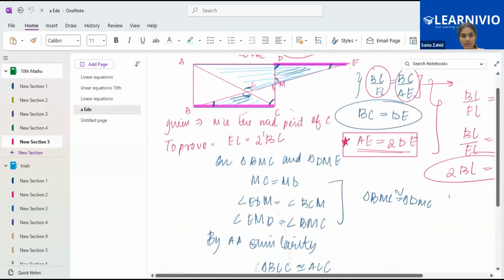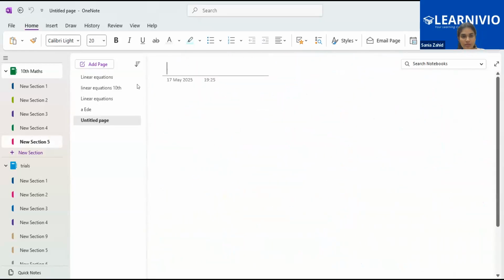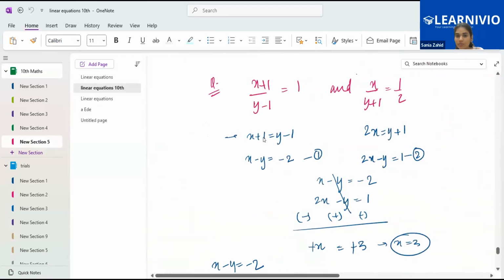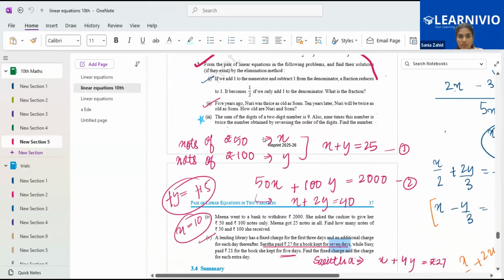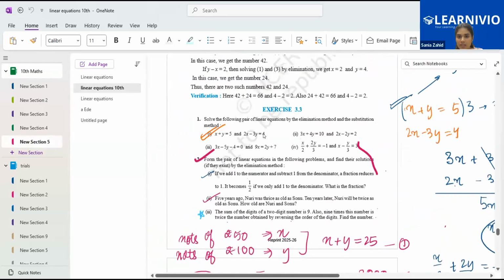Okay, so in this last class, we were doing this lesson, linear equations. We've almost completed the lesson. Only a few questions were left. We've completed all of them in the last class.